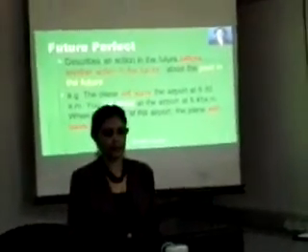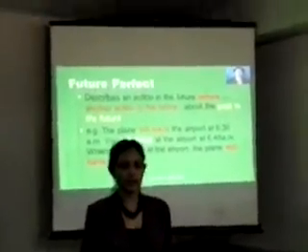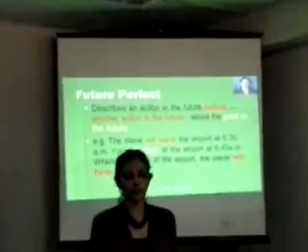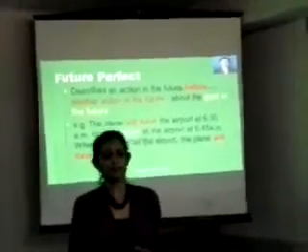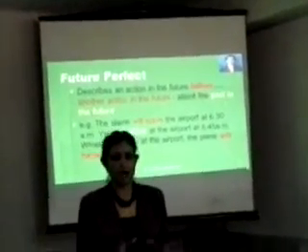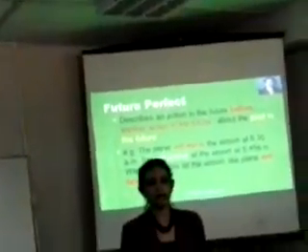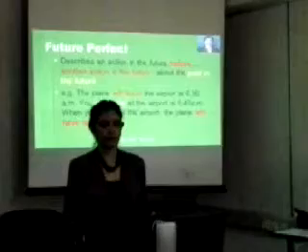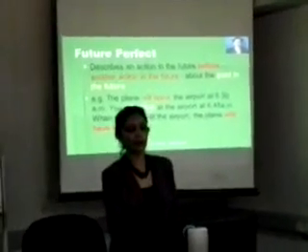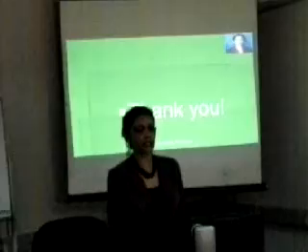Future perfect describes an action in the future before another action in the future. That is about the past in the future. For example, the plane will leave the airport at 6:30 a.m. You will arrive at the airport at 6:45 a.m. When you arrive at the airport, the plane will have left. So that is future perfect.